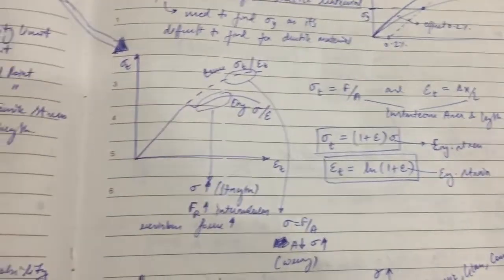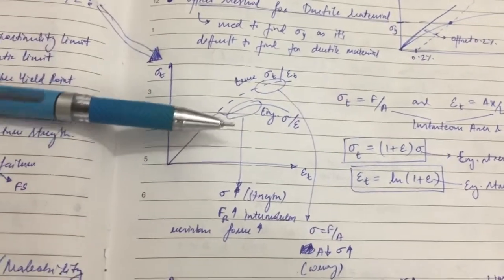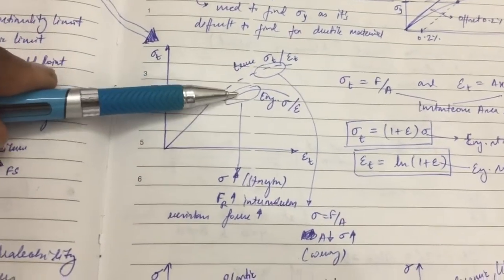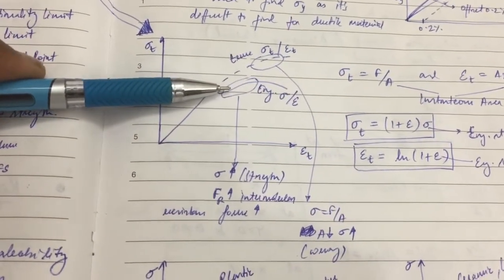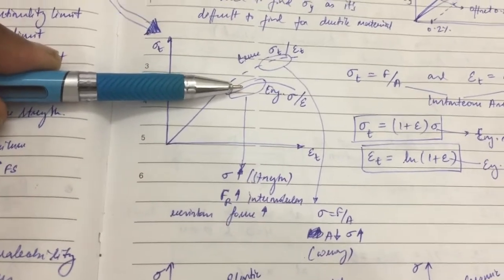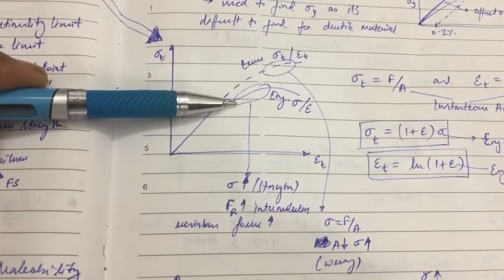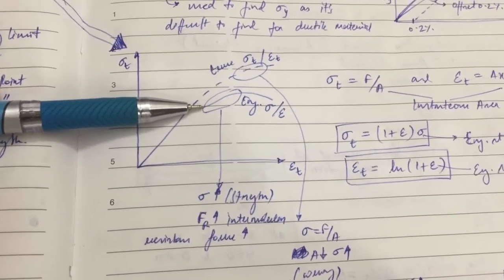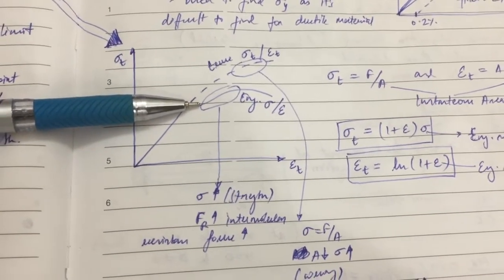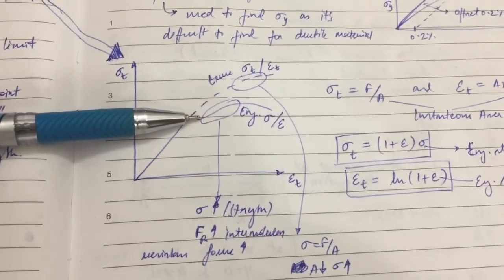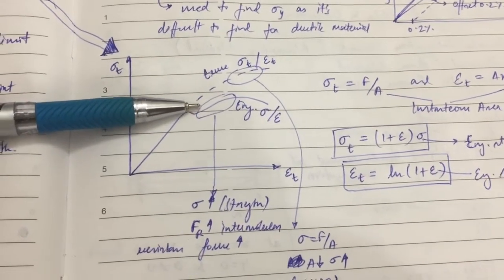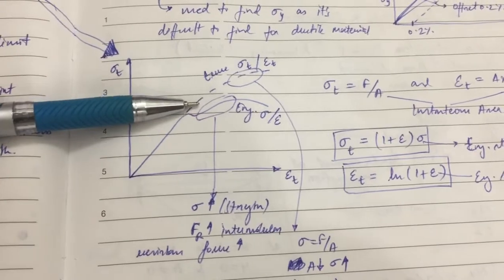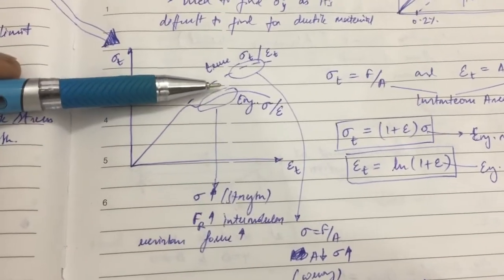Okay, so from this graph we can understand that here there is strain hardening. That means due to the elongation, the intermolecular forces become very high. It means it takes a lot more stress to create deformation. So this is called hardening.